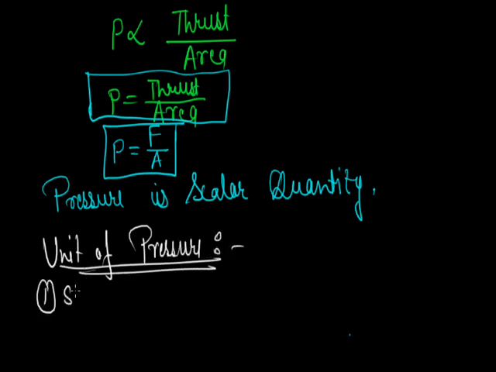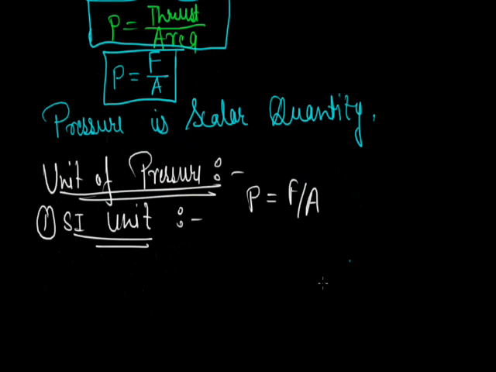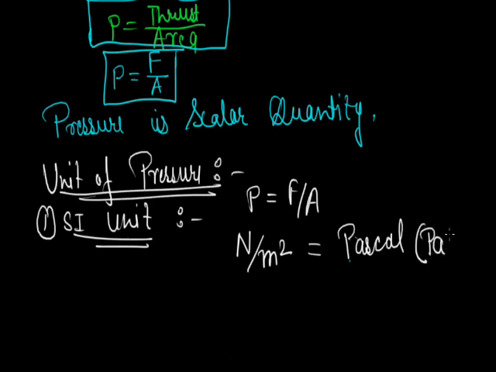First is SI unit. As we know, pressure equals force by area. Force by area means, as we know, the SI unit of force is Newton and SI unit of area is meter square. So, the SI unit of pressure becomes Newton per meter square, and it can also be written as Pascal. This unit is named Pascal, and the symbol for it is Pa, capital P, small a, and the Pascal unit is after the name of the scientist Pascal.